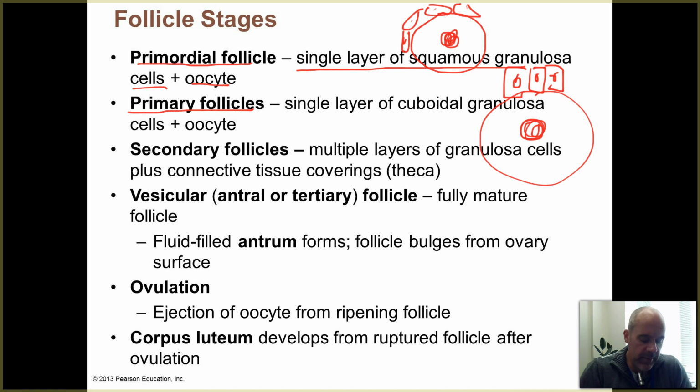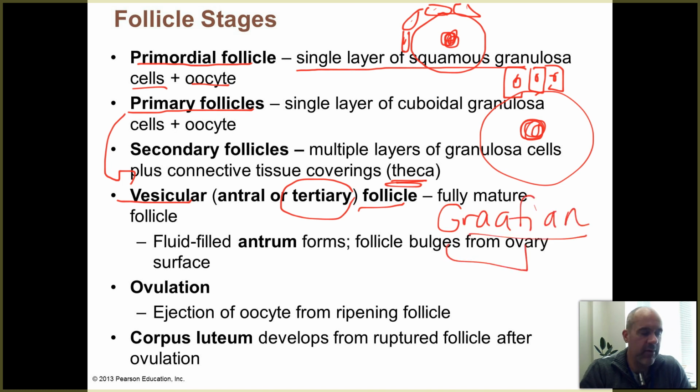Primary follicles can develop into secondary follicles, and this is where you have multiple layers of these granulosa cells and also some connective tissue coverings develop around those. Those are called theca. There are 2 layers of theca, theca interna and theca externa. And then some secondary follicles will go on to develop into vesicular follicles. Some sources call these tertiary follicles, like 3rd level or mature follicles. Graafian follicle is another name, for Graaf, who discovered these. That's a fully mature follicle.